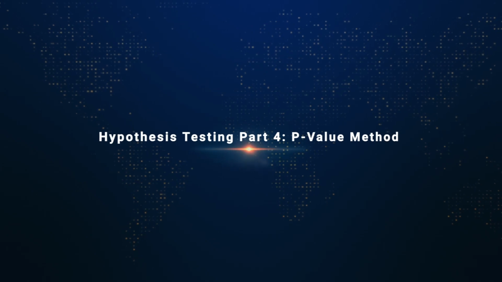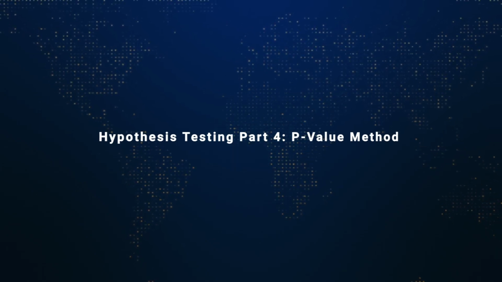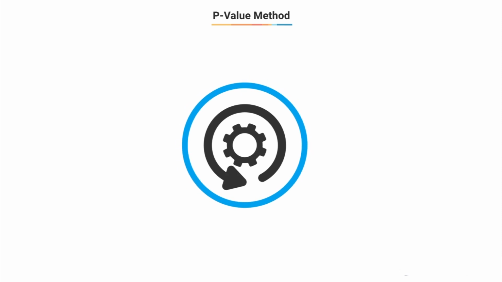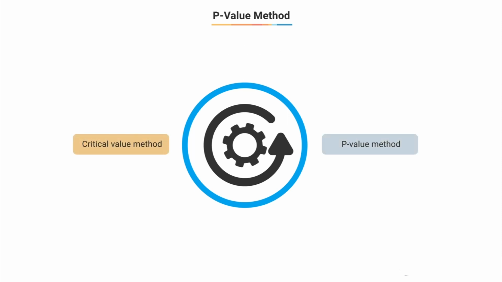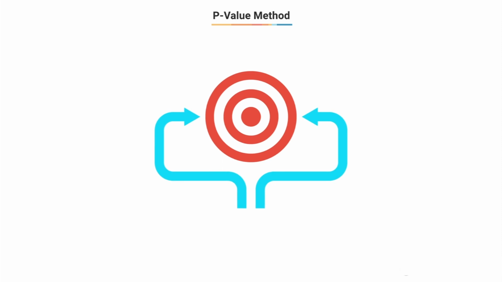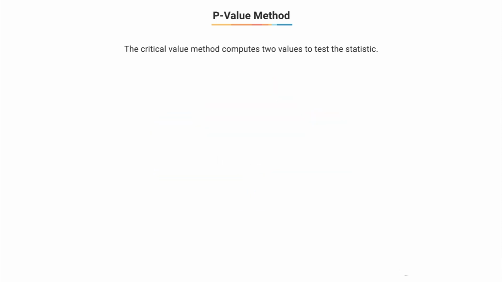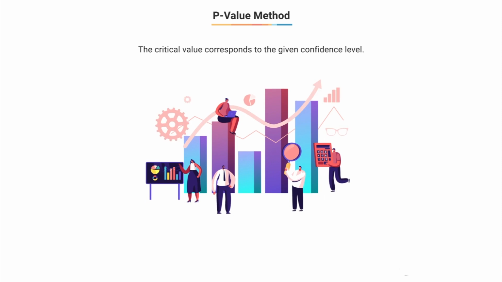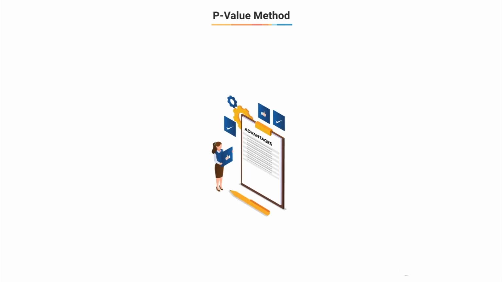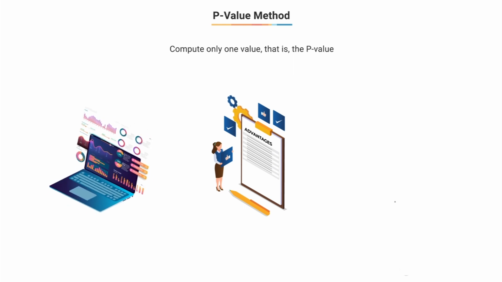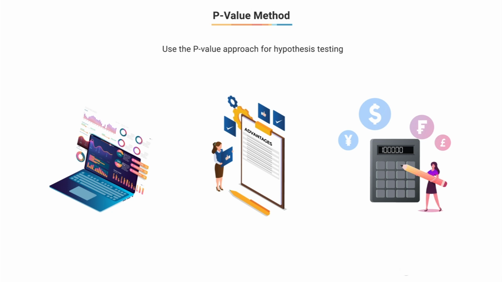Now let's understand the p-value method in hypothesis testing, part 4. Now that you are comfortable with the overall process of hypothesis testing, I will introduce us to a new approach called the p-value method. Both the critical value method and p-value method give the same results when testing hypotheses. In the critical value method, remember that we had to compute two values: the test statistic and the critical value corresponding to the given confidence level. However, the p-value method has the advantage that you just need to compute one value, and that is the p-value. Hence, most statistical software and calculators use the p-value approach for hypothesis testing.